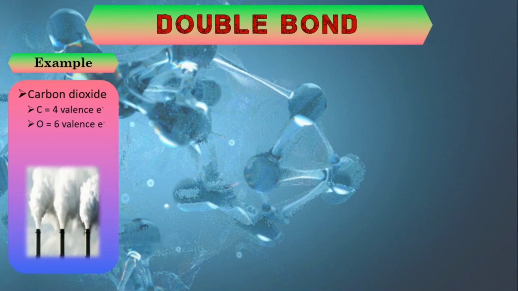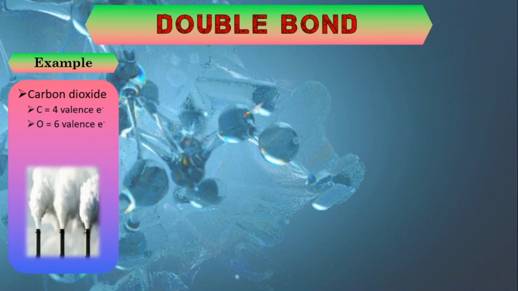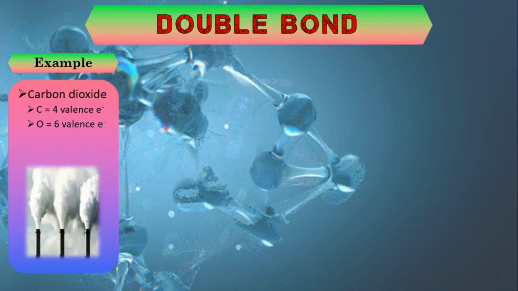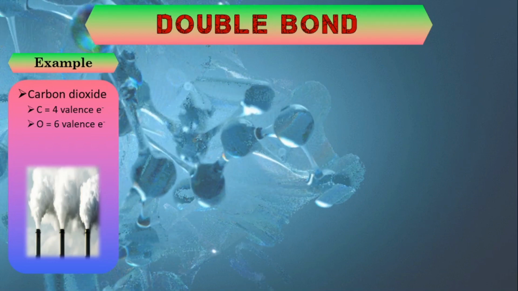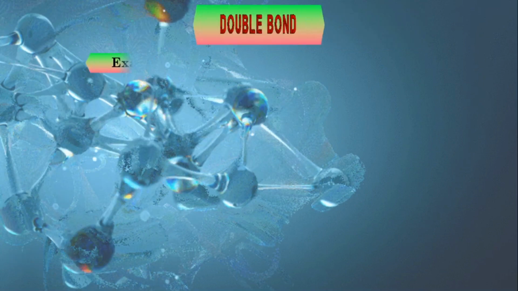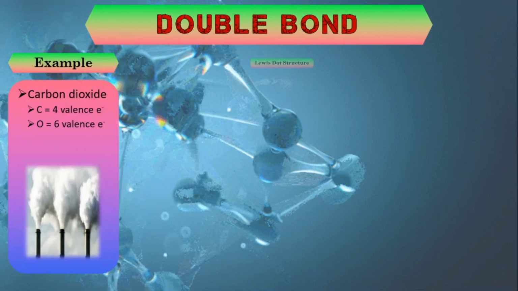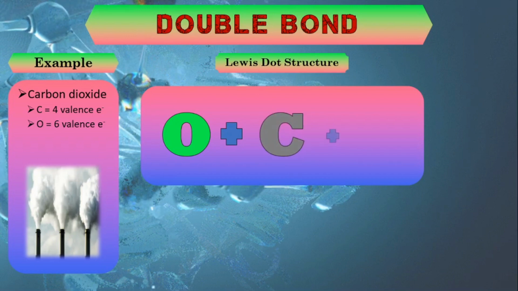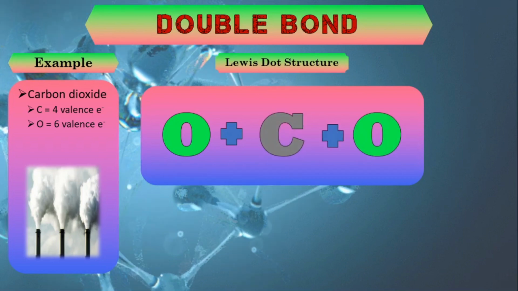Next, double bond, we have carbon dioxide as an example. Carbon has 4 valence electrons while oxygen has 6 valence electrons. The structure of carbon dioxide would be like this.